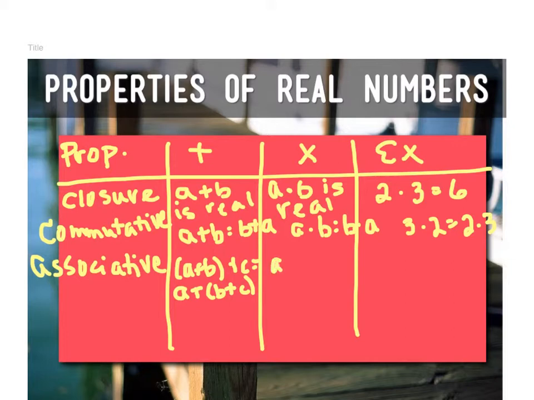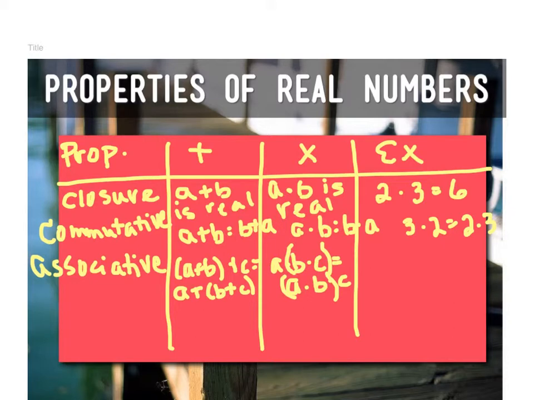So here again we have A times B times C is equal to A times B times C. So the order stays the same, but in this first one I'm going to group the second two, and in the second one I'm going to group the first two. So we get the same answer no matter how we group those, and that's associative.